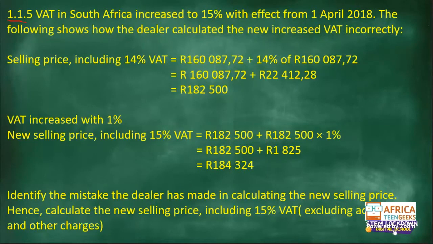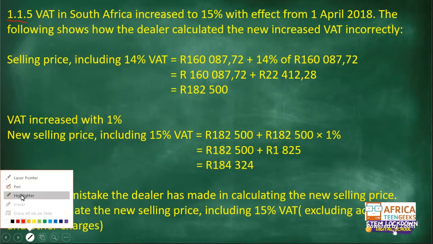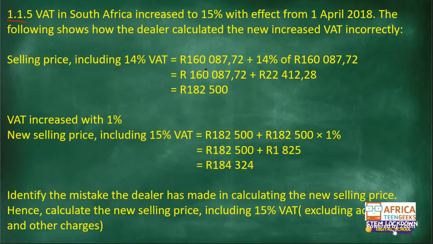So this is one example of a dealer who was already selling items before VAT was increased. This is how the VAT had affected his prices. So selling price, including 14% VAT, this is how he would work it out. The selling price is 160,087 rands and 72 cents plus 14% of that money.